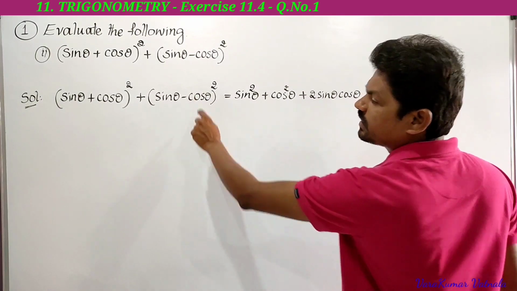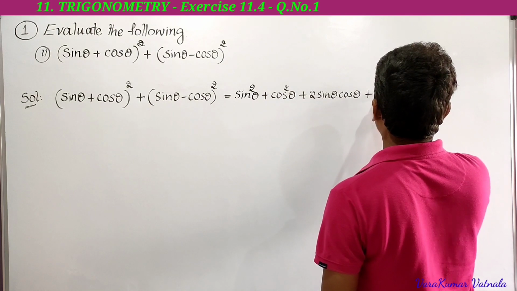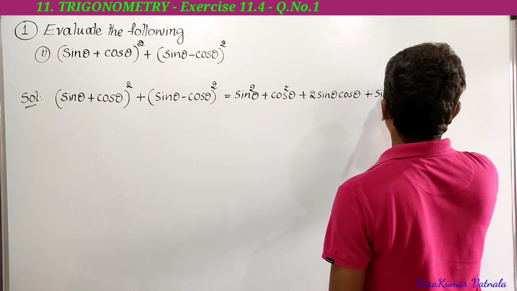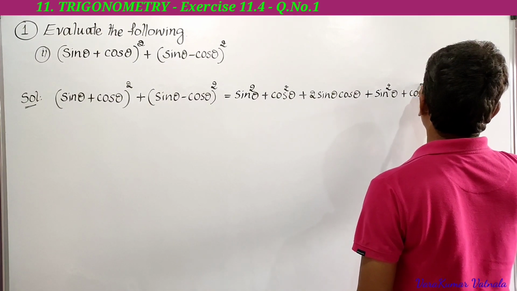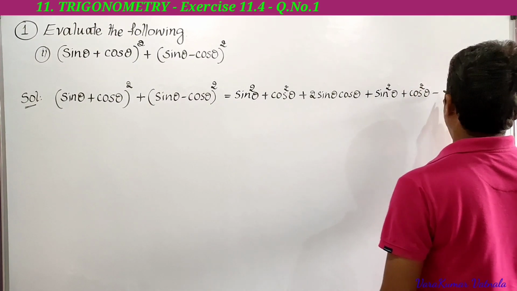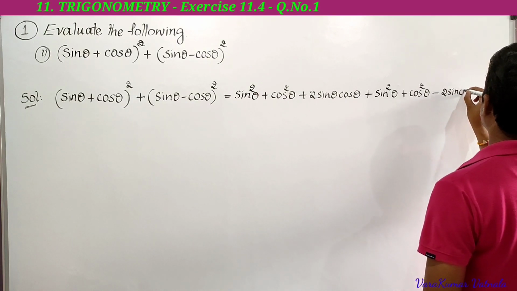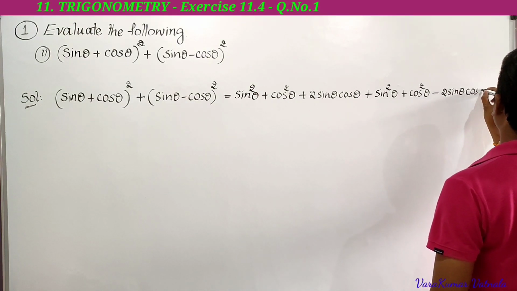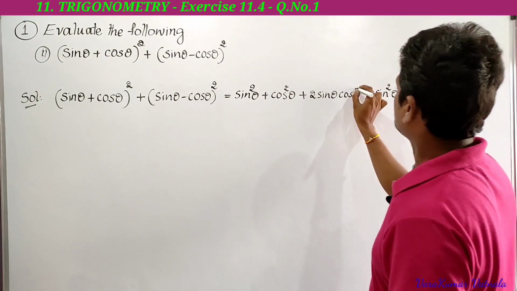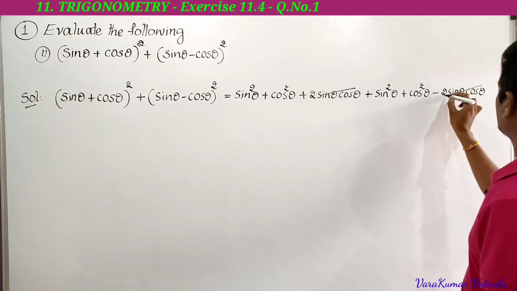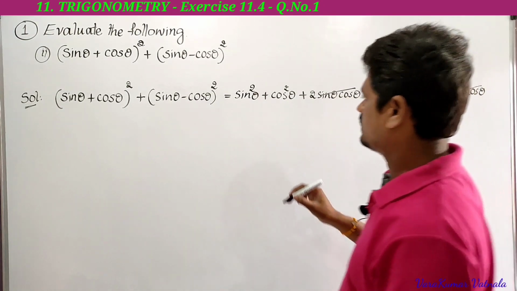Here a is sin theta, b is cos theta. So again a square is sin square theta, plus b square is cos square theta, minus 2ab is 2 sin theta into cos theta. So here it is a plus term, here it is a minus term, they get cancelled. So plus 2 sin theta cos theta, minus 2 sin theta cos theta.